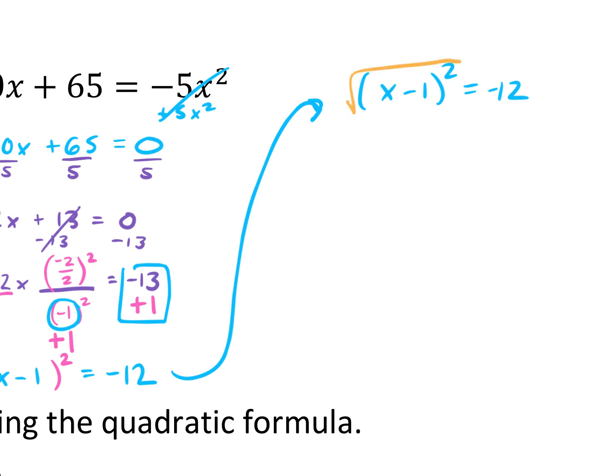We're going to square root both sides. So the square root cancels out the squared. So I'm left with x minus 1 is equal to what? What do I have to do when I take the square root of both sides? Plus or minus the square root of negative 12.